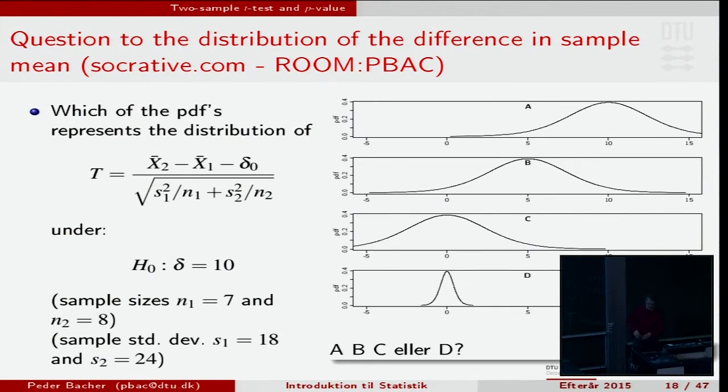Now, the last question is, which distribution would the test statistic that we're going to use follow, which of these four? In this case, there are not that many left, and it should be rather obvious. If it makes sense. Ten people answering.